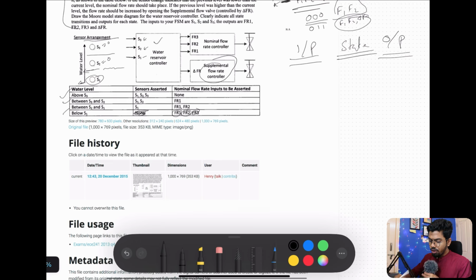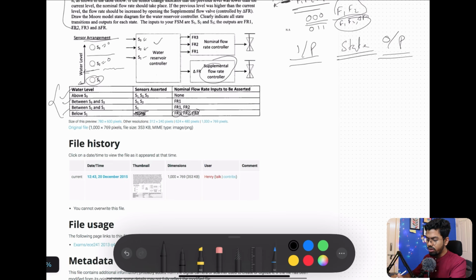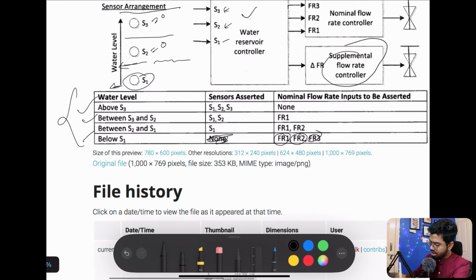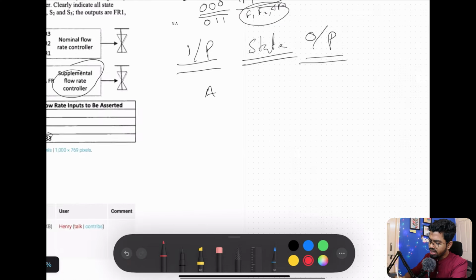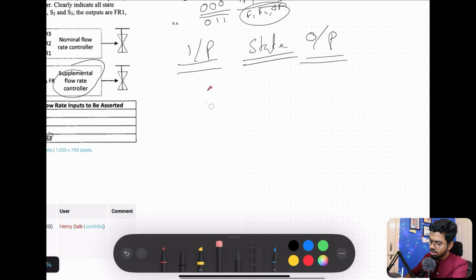Okay, so from this table you can easily say that here we have 4 states. State A whenever we are below S1, state B whenever this, or C or D. I can say that here this is state A, state B, state C and state D.